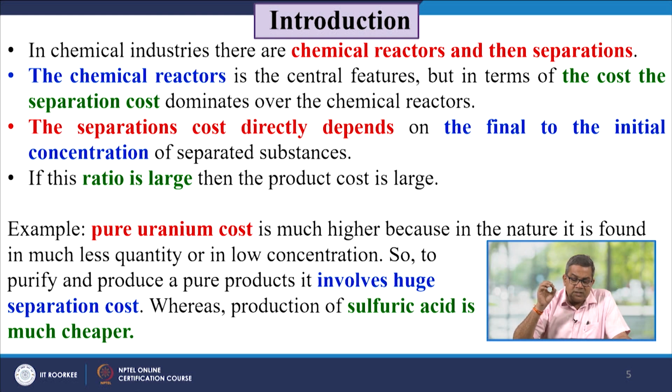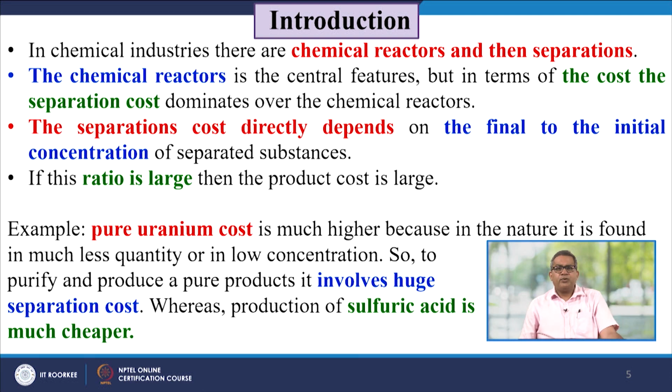Now, in chemical industries, there are chemical reactors and then separators. The chemical reactors are the central feature, but in terms of cost, the separation cost dominates over the chemical reactors, because ultimately our main intention is to get the useful product in a purified form, or in the form described by the specification. That is why separation adds to the cost of the product. The separation cost is directly dependent on the ratio of the final to the initial concentration of the substance. So if the ratio is large, the product cost is large.